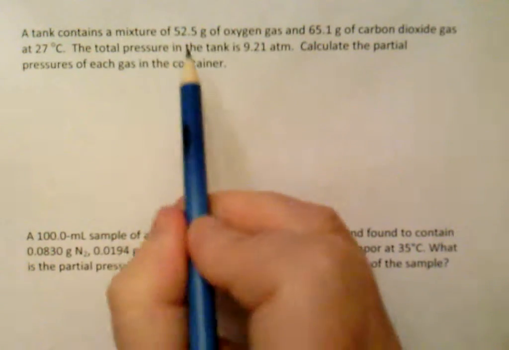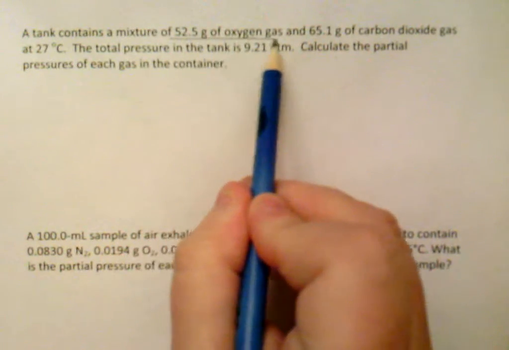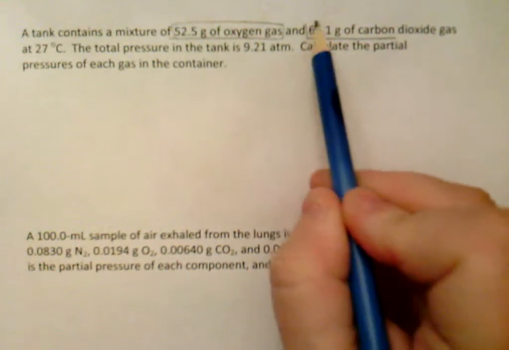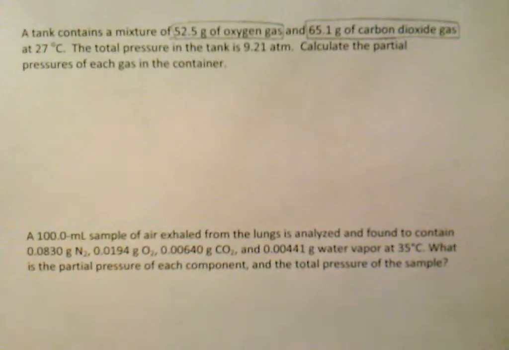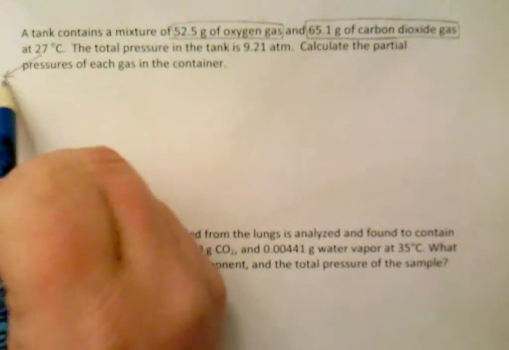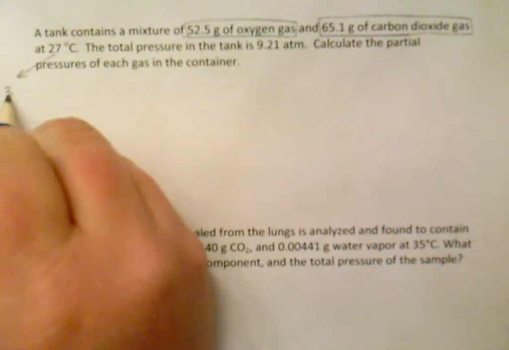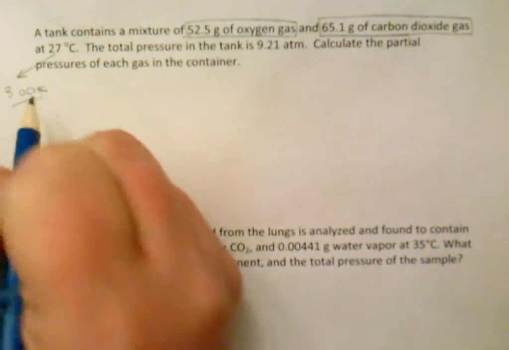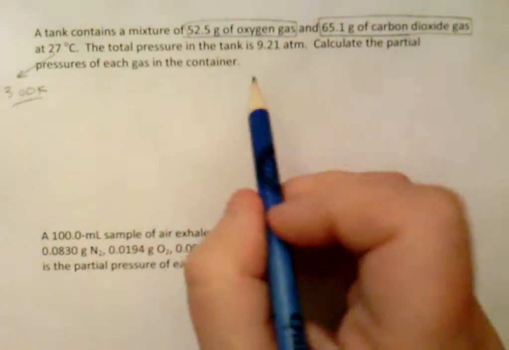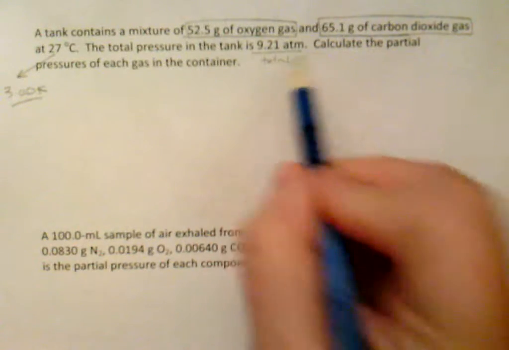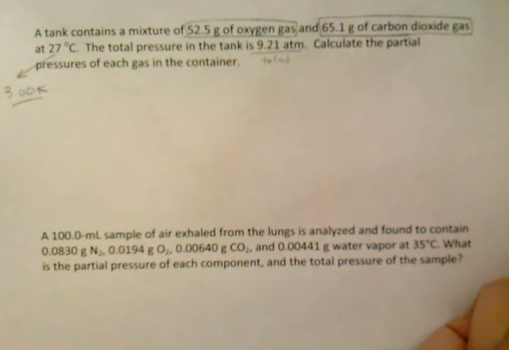All right, first problem. A tank contains a mixture. We have oxygen gas, 52.5 grams, and we have carbon dioxide gas, 65.1 grams at 27 degrees C, which we know we have to always convert to Kelvin. So this is, let me move the paper over a little bit, this is 300 Kelvin, exactly. The total pressure in the tank is 9.21 atm. This is total. Calculate the partial pressures of each gas in the container.